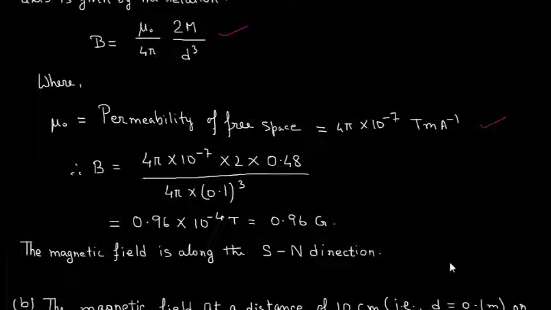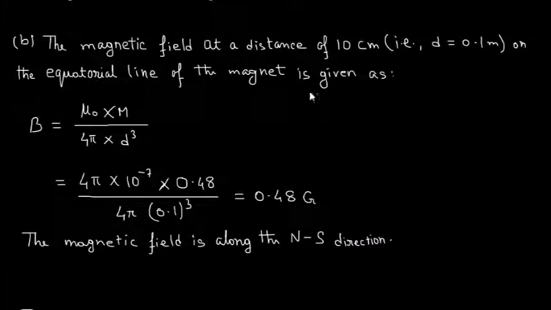So putting the values, we get B is equal to 4 pi multiplied by 10 to the power minus 7 multiplied by 2 multiplied by 0.48 upon 4 pi multiplied by 0.1 whole cube. Upon solving, we get 0.96 multiplied by 10 to the power minus 4 tesla, which is equal to 0.96 G. The magnetic field is along the south-north direction. Let us see the part B solution.